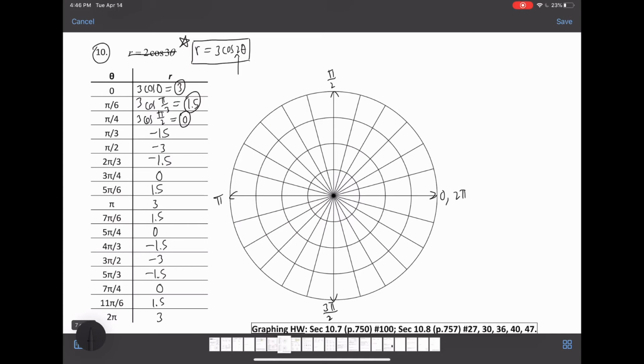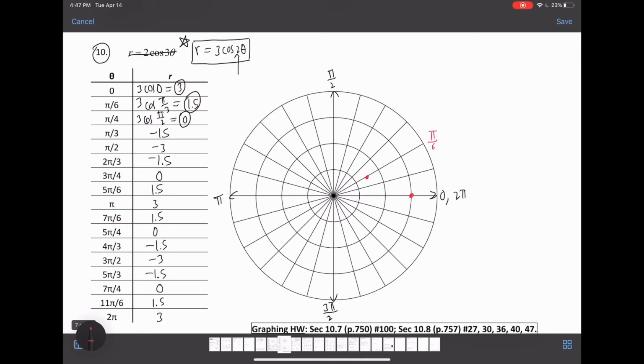Let's see what these crazy points look like. I'm dying to know this shape. So here goes nothing. We've got each ring representing a unit. So you come out 0, 3 for your first point. Then we've got pi over 6, 1.5. So skip a line up to pi over 6, come out 1.5, and put a dot.